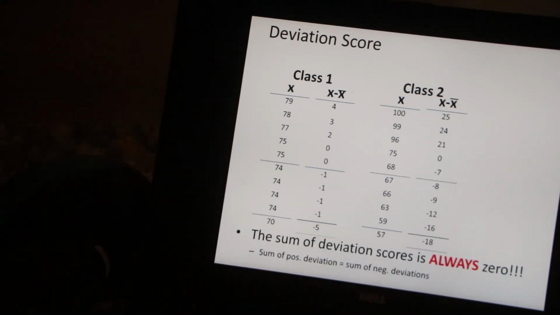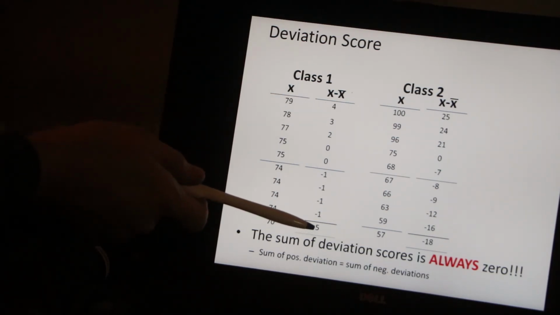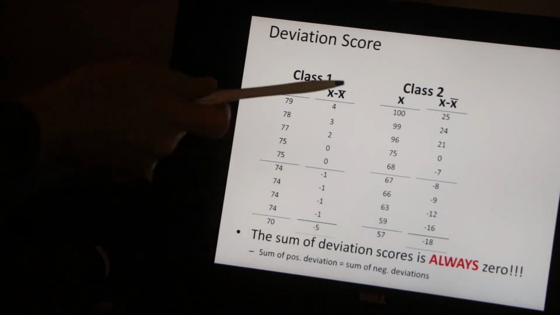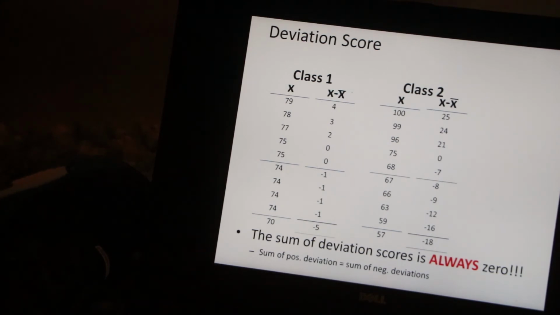The problem is we can't just add them up because they're always going to equal 0. That's something I want you to know. If you add up all these differences from the mean, they'll always equal 0. So you can't do that. It's just the nature of the mean.